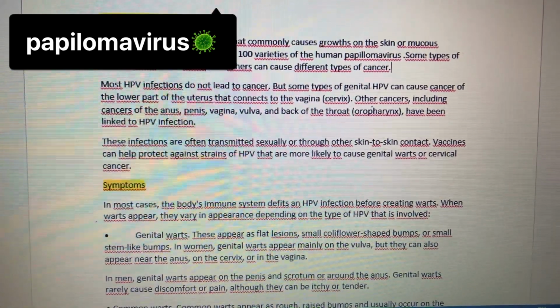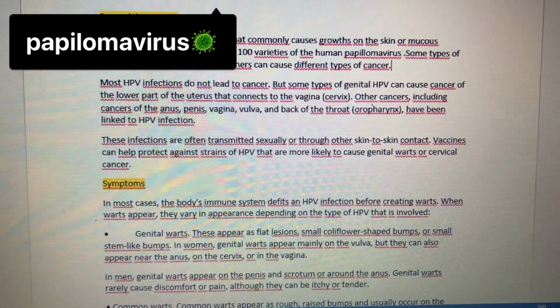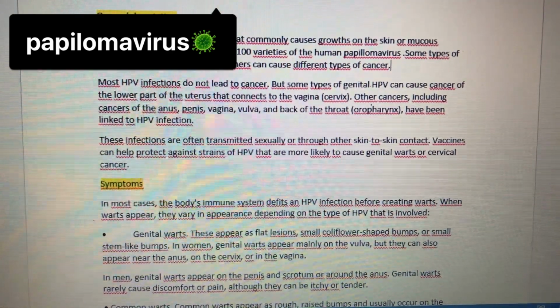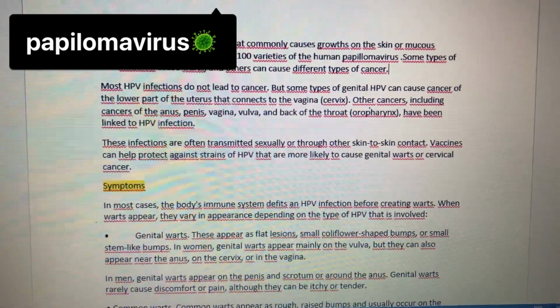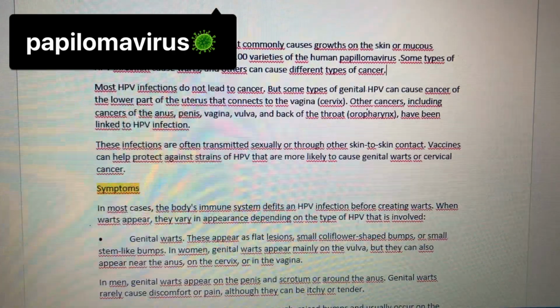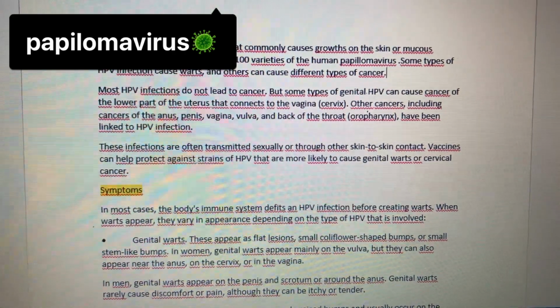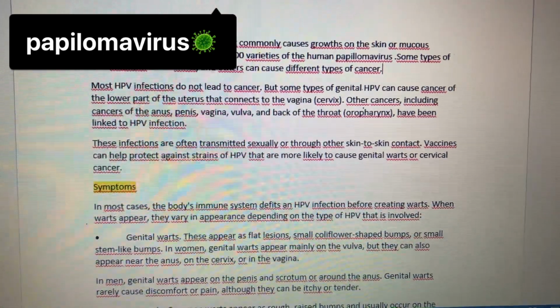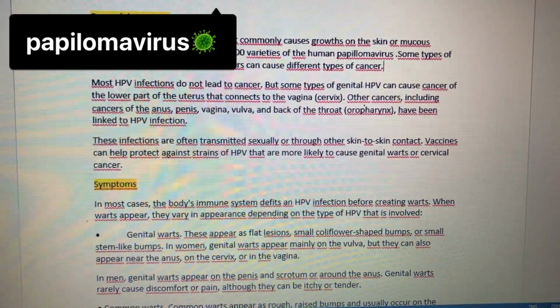These infections are often transmitted sexually or through other skin-to-skin contact. Vaccines can help protect against strains of HPV that are more likely to cause genital warts or cervical cancer.